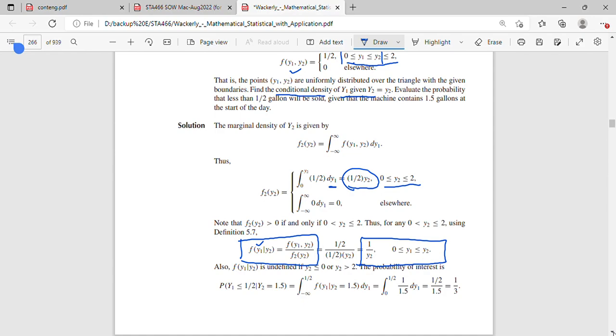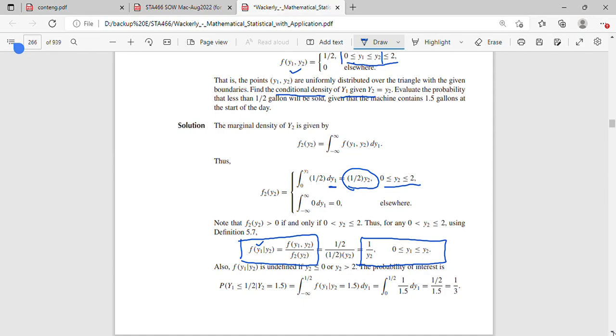Ini conditional. Okey, dah dapatlah conditional function y1 given y2. Dah ada function dia. Functionnya kat sini in terms of y2. Sebab ini adalah conditional function. Okay, soalan dia tanya pula lagi.